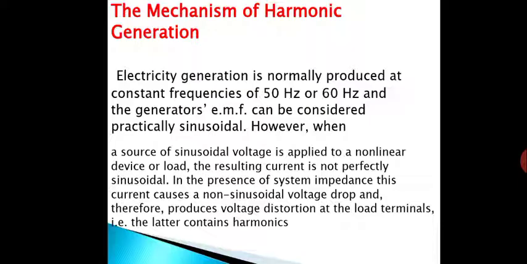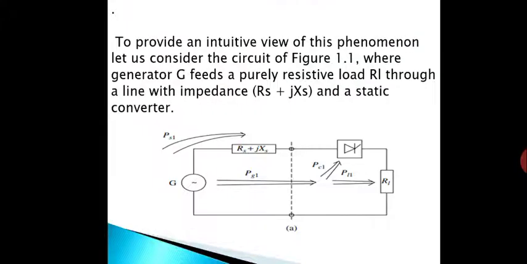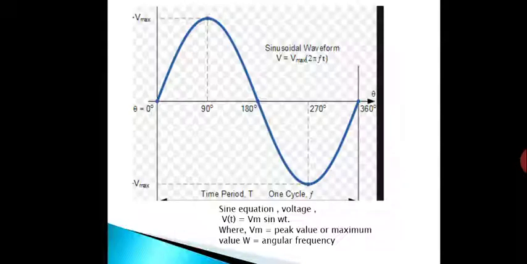Electricity is normally generated at a constant frequency of 50 Hz or 60 Hz, and the generator EMF can be considered practically sinusoidal. Here we can see the sinusoidal waveform; this will be your generated frequency. But what happens with harmonics? This fundamental frequency which we have now is called the first order harmonic.